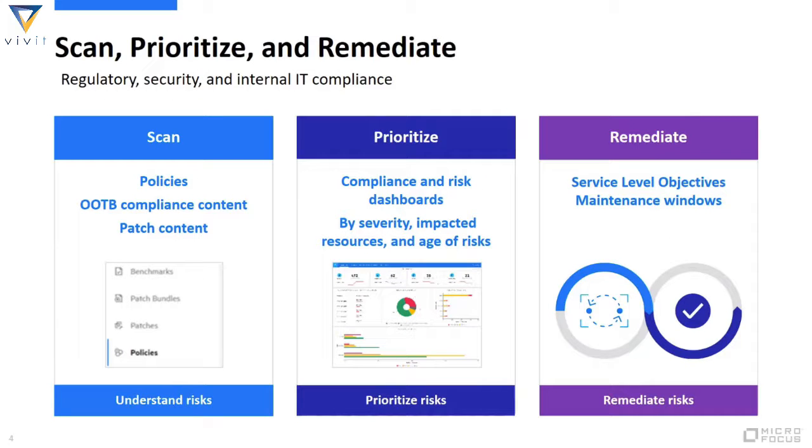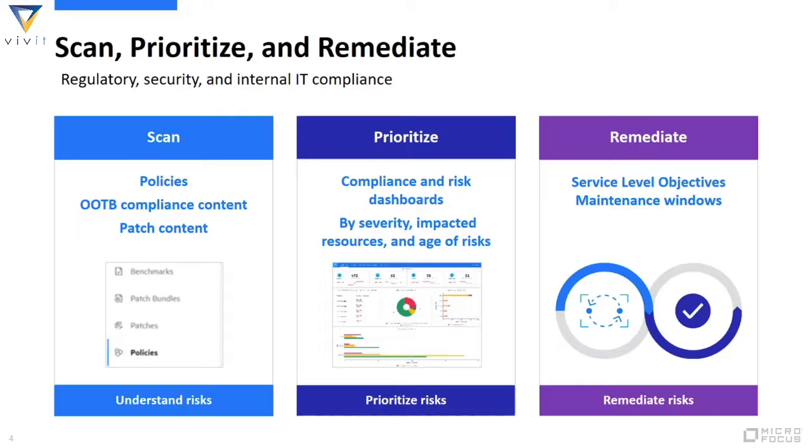DCA uses a three-step approach to IT compliance and vulnerability risk management. The first step is assessment, understanding the problem. Using DCA, you can scan your data center against policies using the compliance and vulnerability content provided by DCA out of the box. Or you can set up your own policies to scan against to meet internal compliance benchmarks.